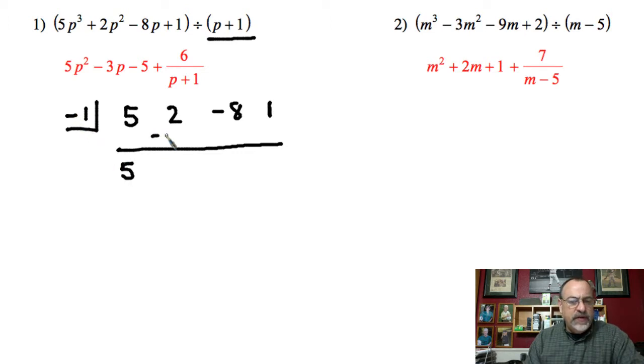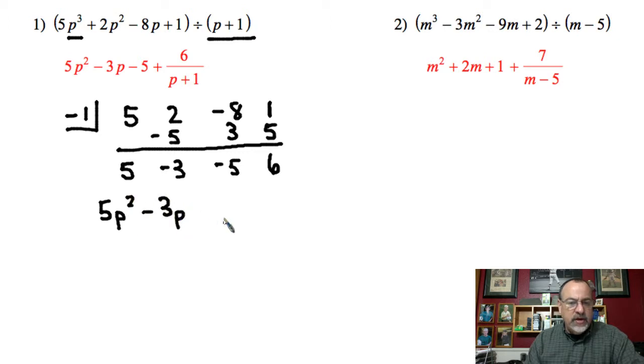So -1 times 5 is -5, and then we add. And then we multiply, and then we add. And then we multiply, and then we add. So now that the division is done, we need to put the variables back in. Because the dividend began with a p cubed, my answer is going to begin with a p squared. These are the coefficients. I simply put the variables back in. So 5p squared minus 3p, these will go down by 1 as I move from left to right, minus 5, and I have a +6 as a remainder over p plus 1.